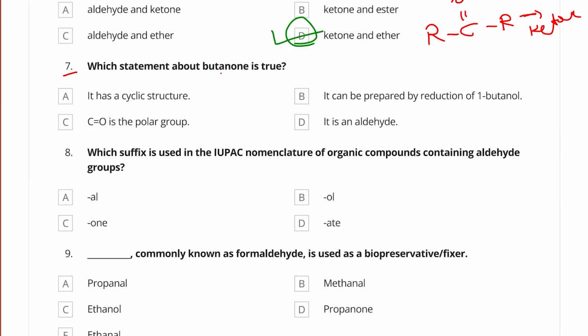Which statement about butanone is true? So carefully read the questions. What's it asking you? True, false, incorrect, correct, not true, wrong, all are different. So, about butanone. Before checking the options, let's draw the formula of butanone.